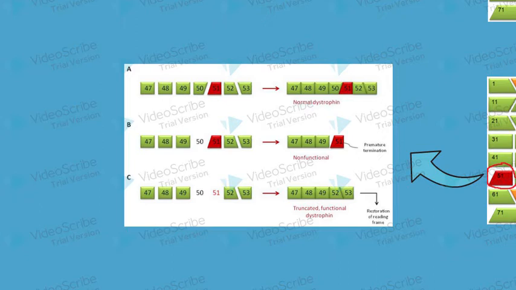The third portion of this figure shows a scenario in which the function of dystrophin has been restored. This is because not only exon 50 has been deleted, but also exon 51. This then leaves 49 to border 52, which are compatible in ends. This gives rise to a truncated protein that is semi-functional and results in a lesser severe phenotype known as Becker muscular dystrophy.